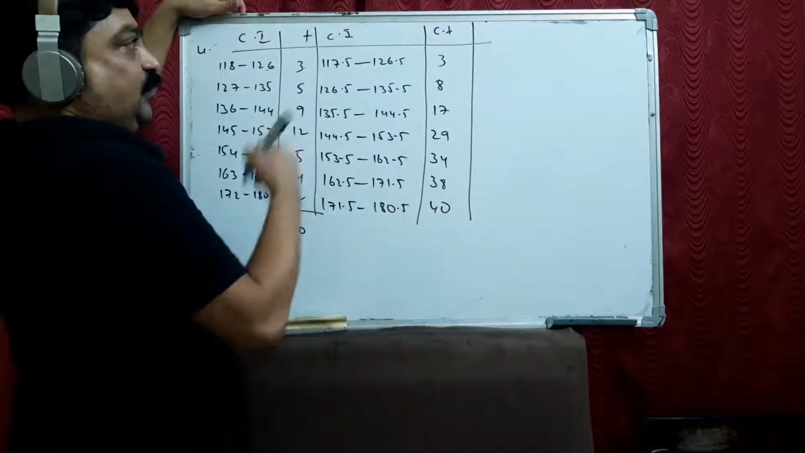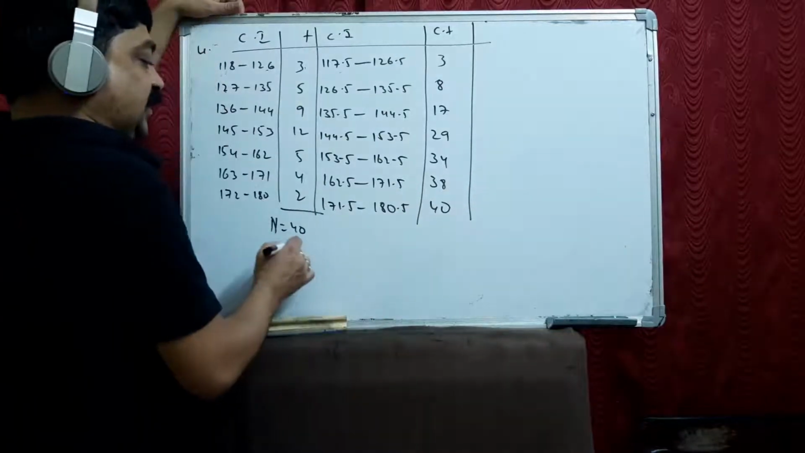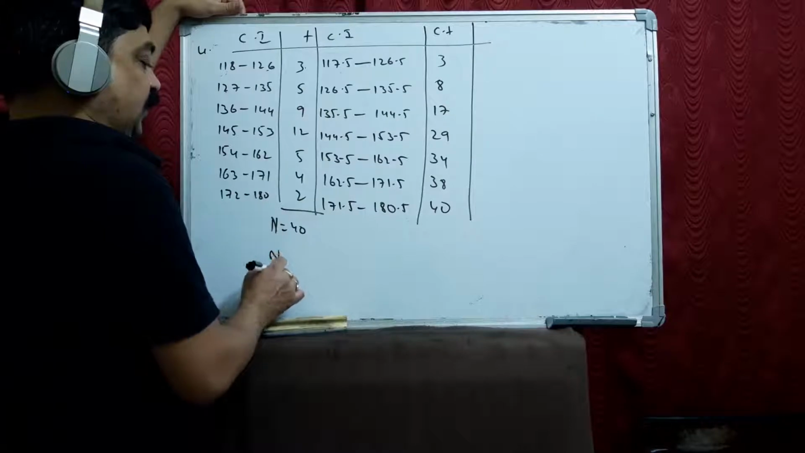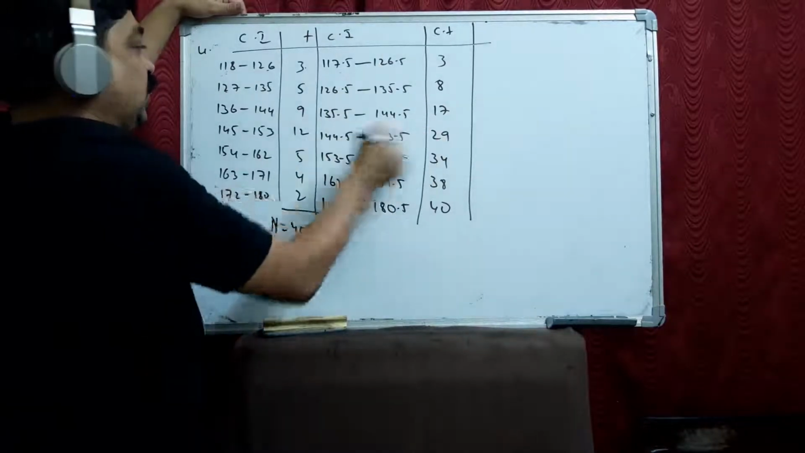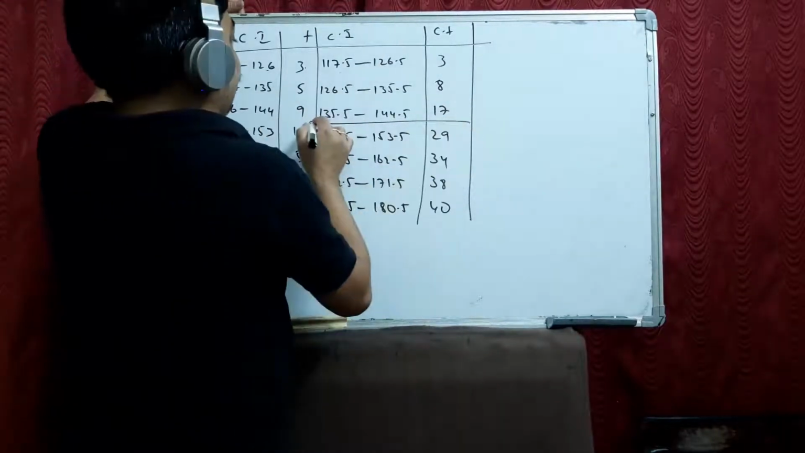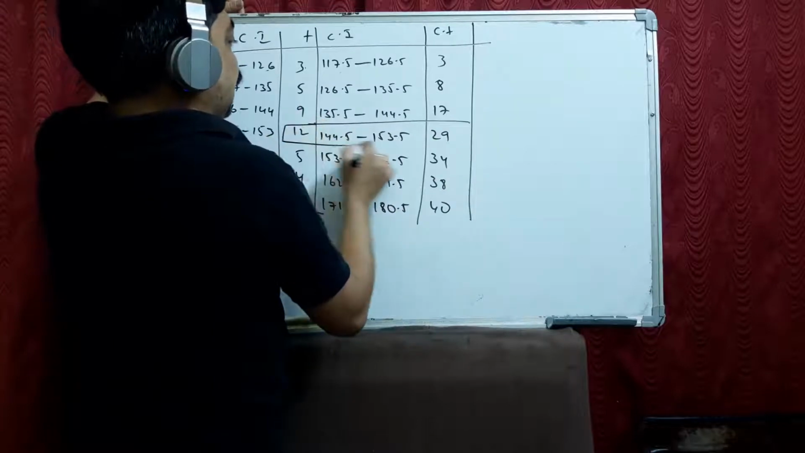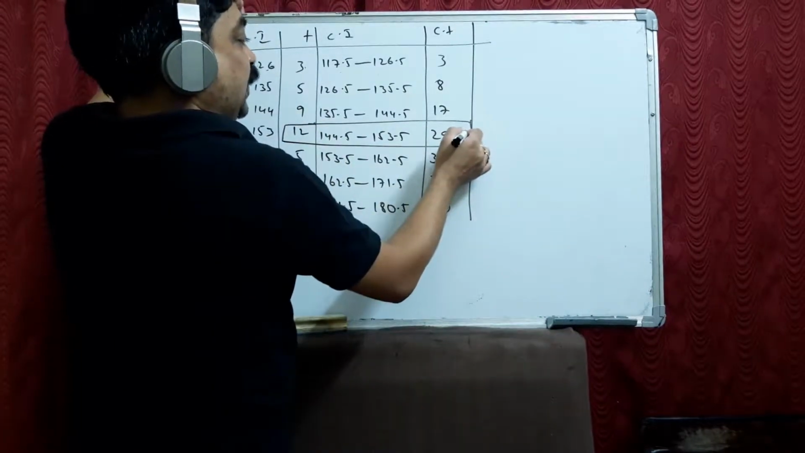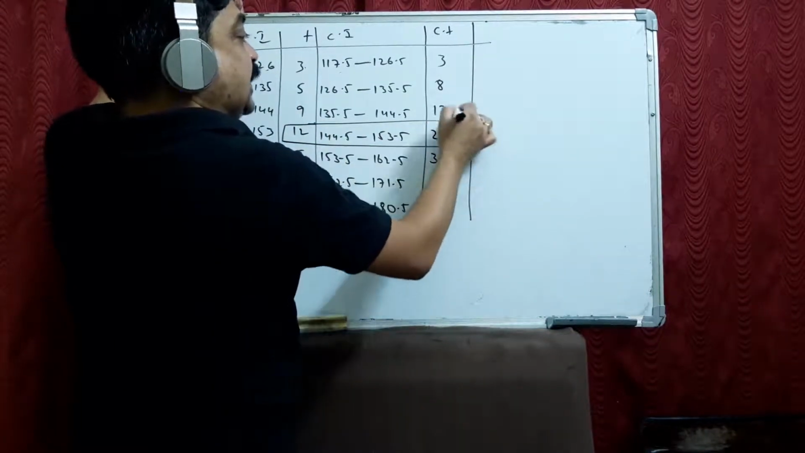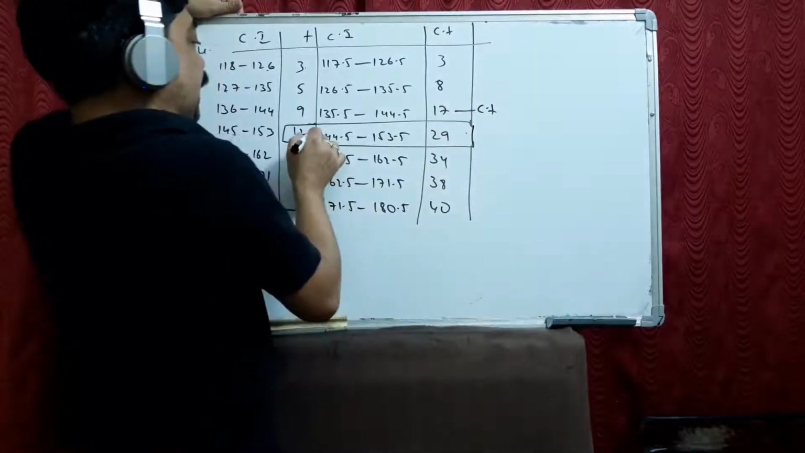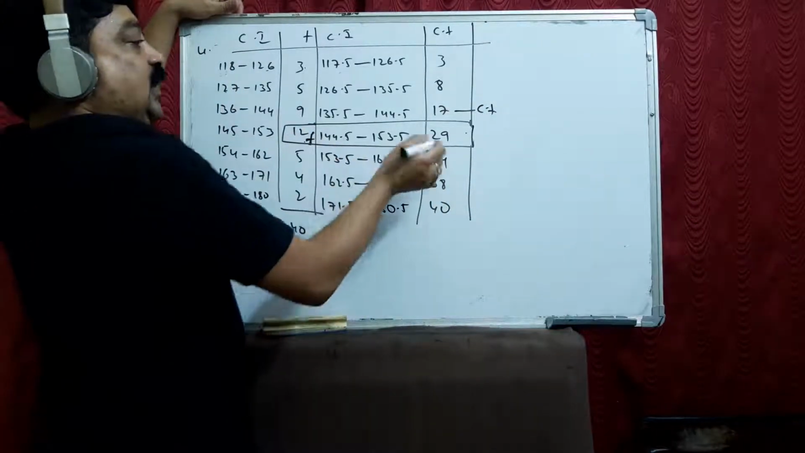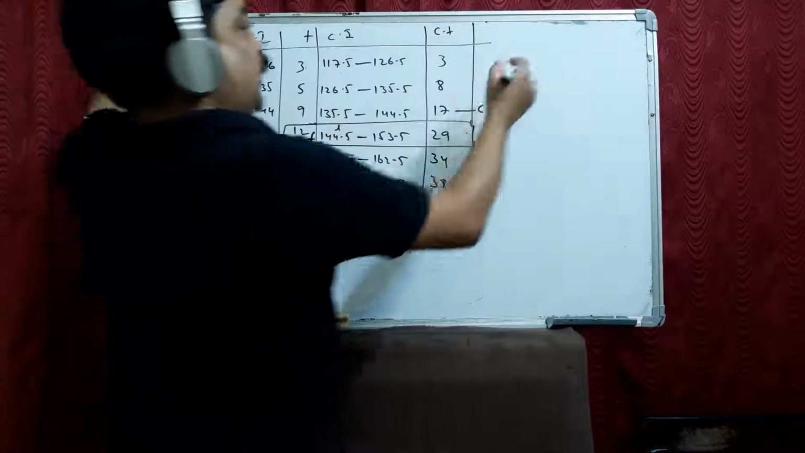Yes, you are right. Now, what is the median class? What is N by 2? N by 2 is 20. Where is it crossing 20? So this is the one where it is crossing 20. Now this is the cumulative frequency of the median class, and this is CF, and this will be F, and this is L.